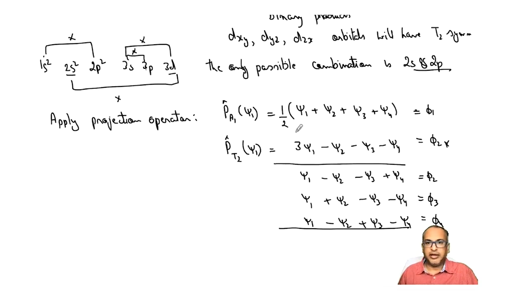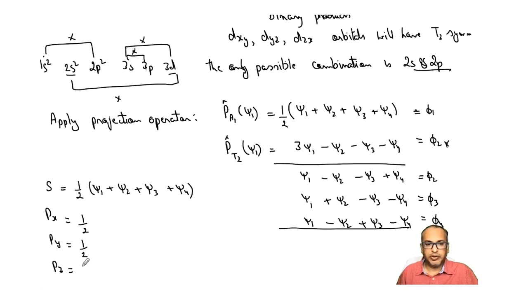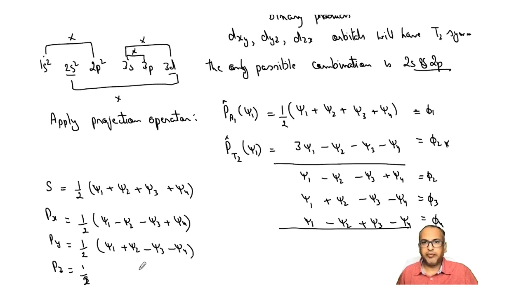Now, phi 1 has the symmetry of an s orbital. So I can equate the symmetry and say that this is half of psi 1 plus psi 2 plus psi 3 plus psi 4, right? Similarly, px, py and pz will have symmetries corresponding to the rest of the three phi's, each with a factor of 1 by 2. So psi 1 minus psi 2 minus psi 3 plus psi 4, then psi 1 plus psi 2 minus psi 3 minus psi 4, then psi 1 minus psi 2 plus psi 3 minus psi 4.